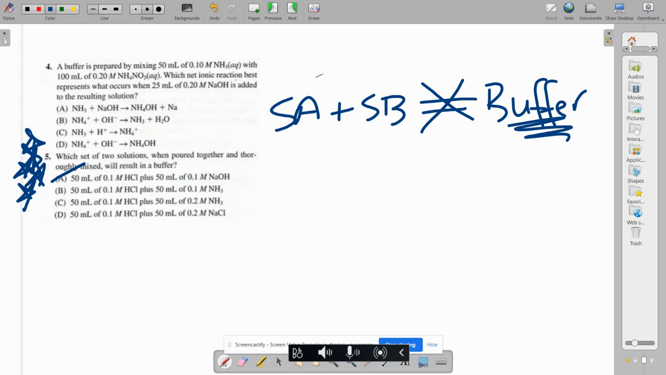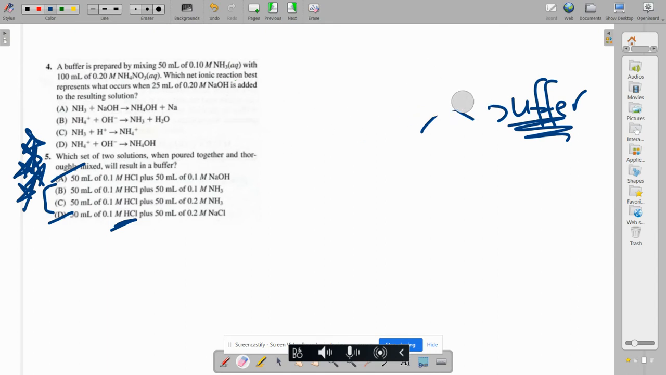D is out too because it has a strong acid, and the only other thing present is HCl and its conjugate base, which is not the makings of a buffer. So A and D are out. Now B and C are both contenders, because each has something weak in it. Anytime you see something weak present in the mixture, there might be some potential for a buffer.